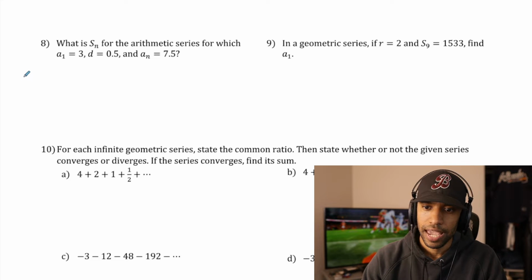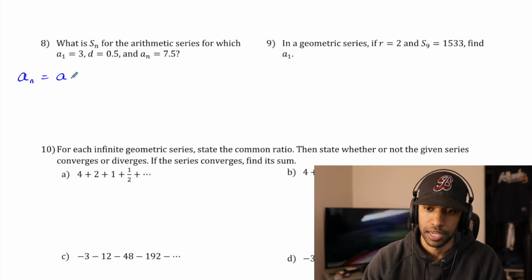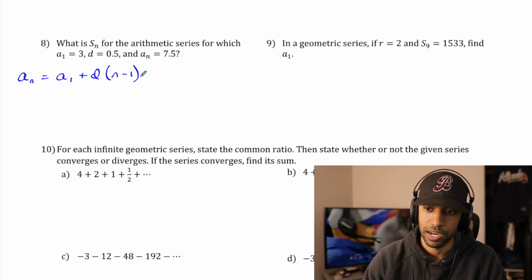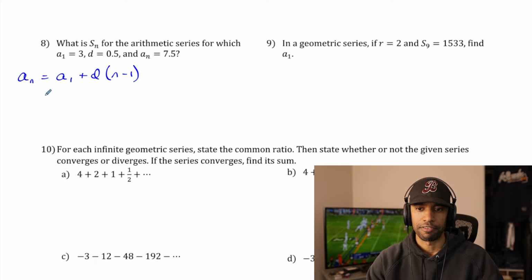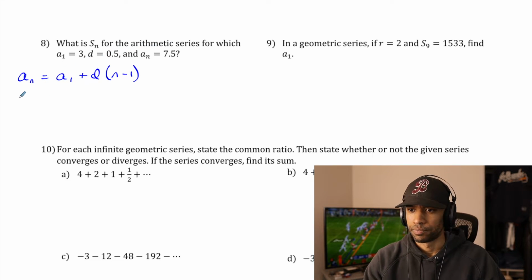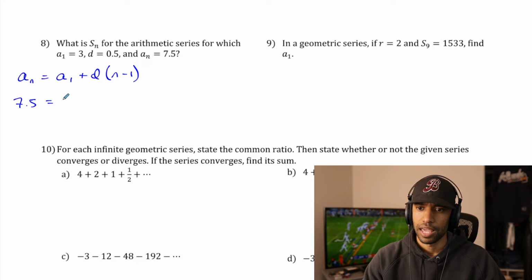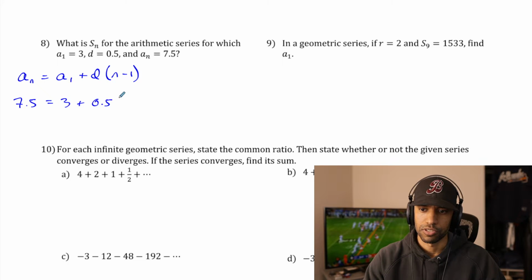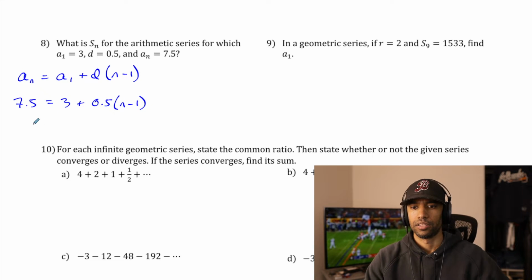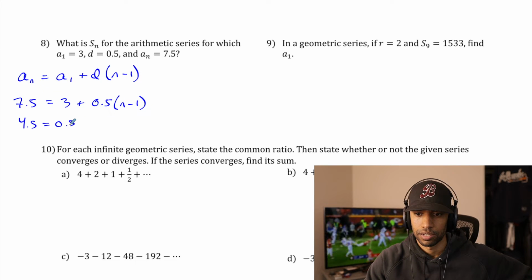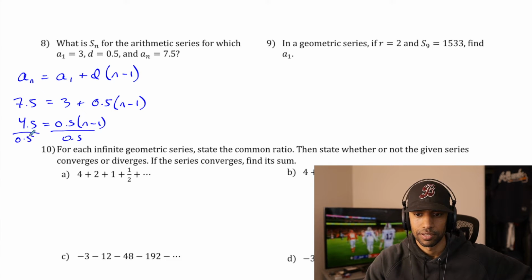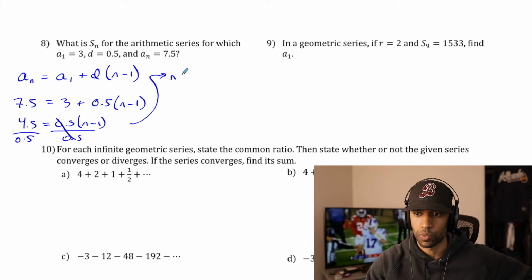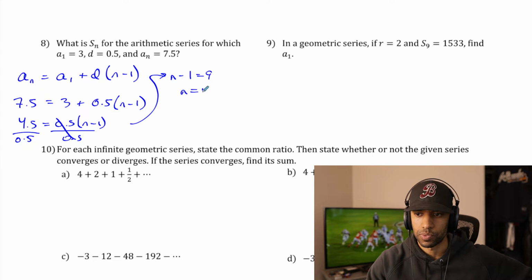So a sub n being 7.5, let me write out the formula again for substitution purposes. We got to find the number of terms here to start with. How many terms are there from 3 to 7.5? So it's kind of like what I was just doing before, right? So 7.5 equals a sub 1, which is 3, plus the common difference 0.5 times n minus 1. Let's subtract 3. Divide both sides by 0.5. That's multiplying by 2. So we get n minus 1 equals 9. Add 1 to both sides, we get n equals 10.